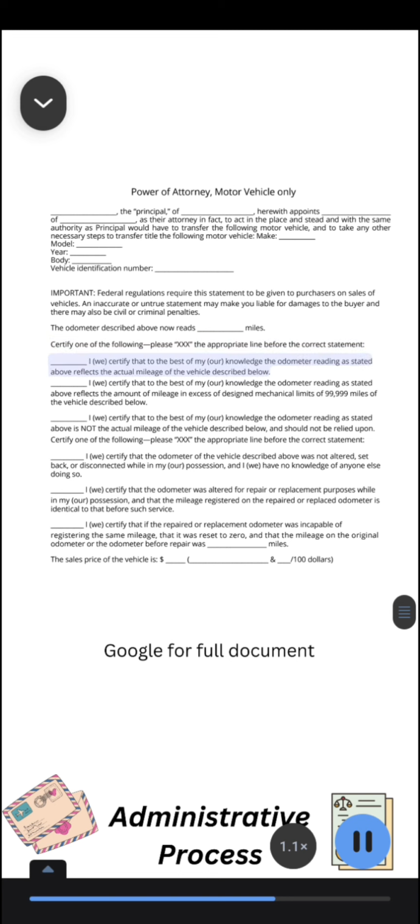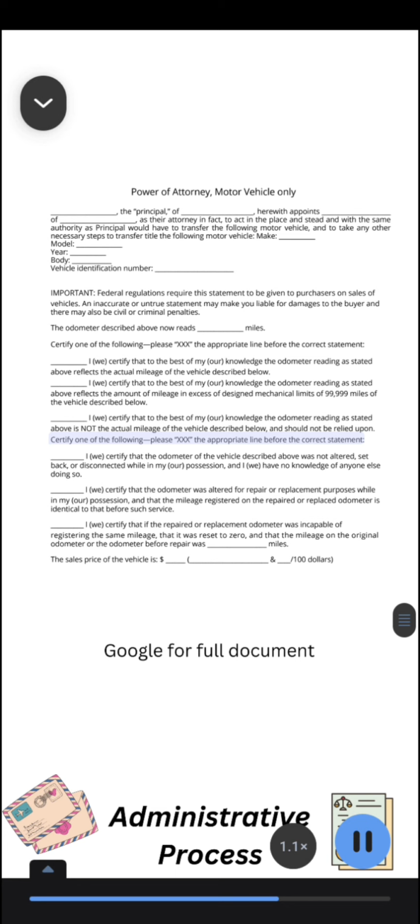Blank, we certify that to the best of my knowledge the odometer reading as stated above reflects the actual mileage of the vehicle described below. We certify that to the best of my knowledge the odometer reading as stated above reflects the amount of mileage in excess of designed mechanical limits of 99,999 miles of the vehicle described below. We certify that to the best of my knowledge the odometer reading as stated above is not the actual mileage of the vehicle described below, and should not be relied upon.